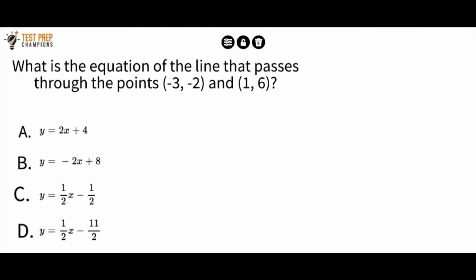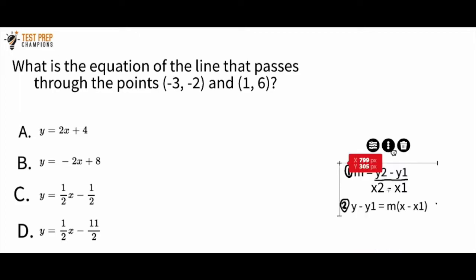Okay, so the next question: what is the equation of the line that passes through the points (-3, -2) and (1, 6)? I'll let you pause the video, try this one out, and then we'll go over it. Okay, so let me give you the two formulas, first of all, that you need to use.